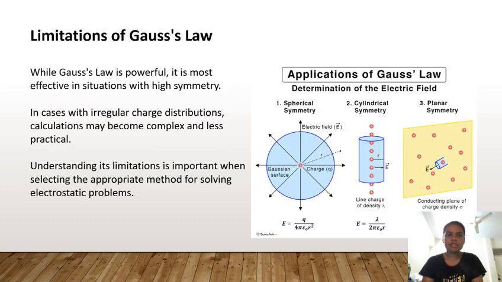Limitations of Gauss law. While Gauss law is powerful, it is most effective in situations with high symmetry. In cases with irregular charge distributions, calculating may become complex and less practical. Understanding its limitations is important when selecting the appropriate method for solving electrostatic problems.